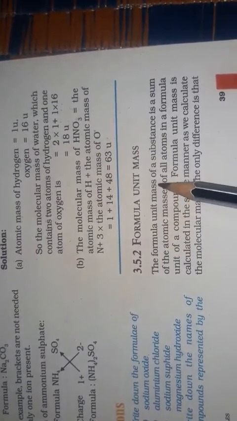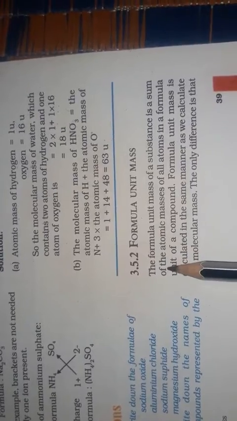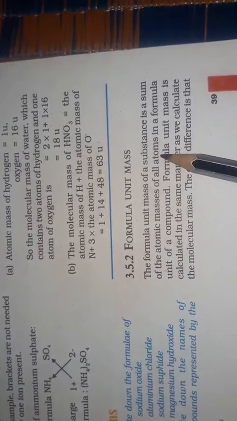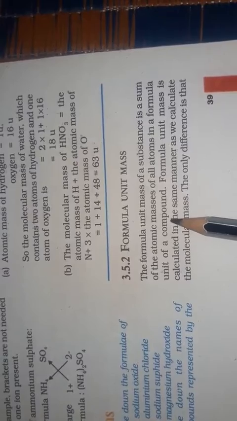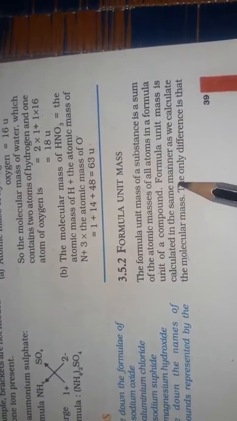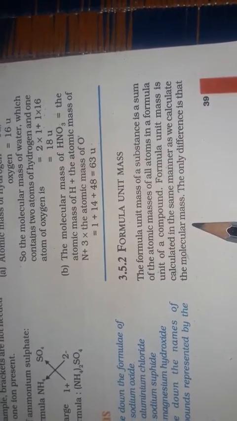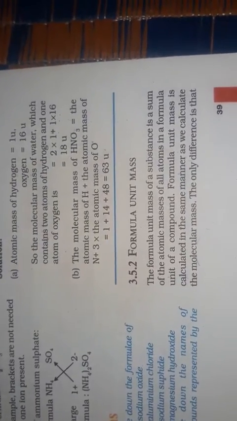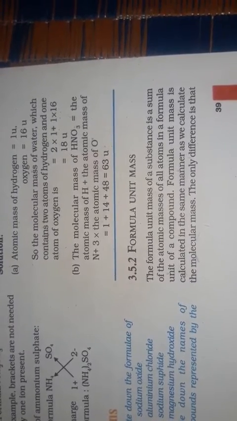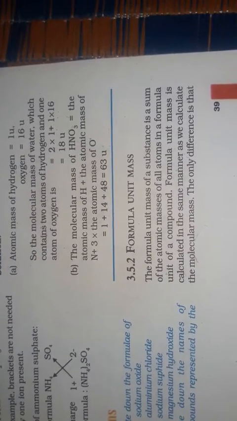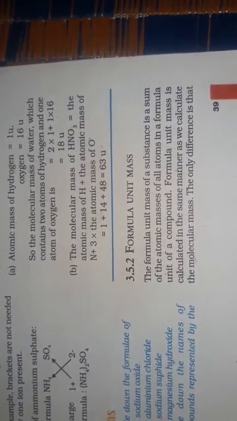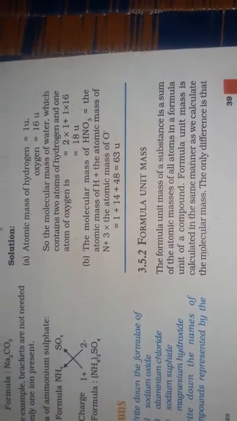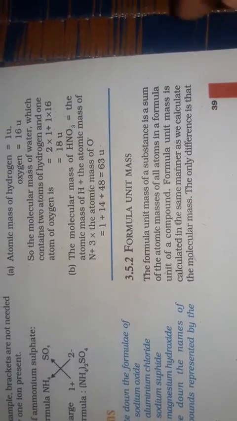Okay. Similarly, next is formula unit mass. The formula unit mass of a substance is the sum of the atomic masses of all atoms in a formula unit of a compound. Formula unit mass is calculated in the same manner as we calculated the molecular mass. That means the same method and steps followed for molecular mass are followed for formula unit mass, but there is a little bit of difference.